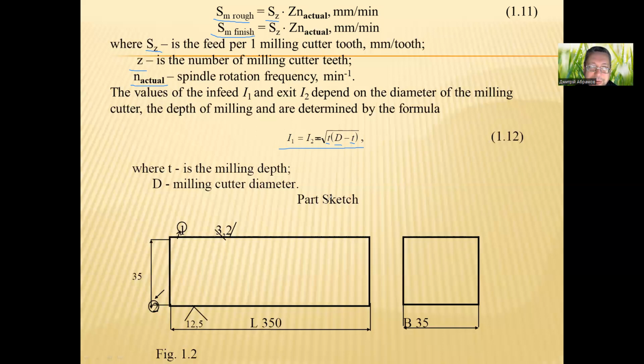And write down to your notes these formulas and the part sketch with dimensions. You will use these dimensions for calculating by all these formulas from 1.1 to 1.12. Write down to your notes the scheme and formulas.